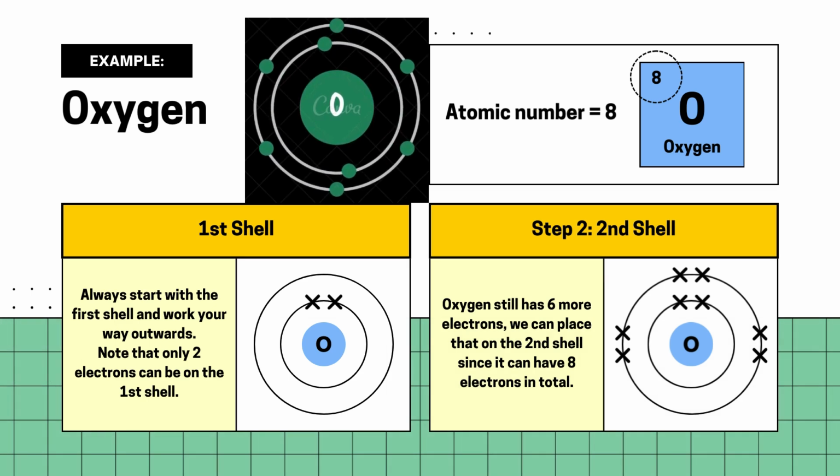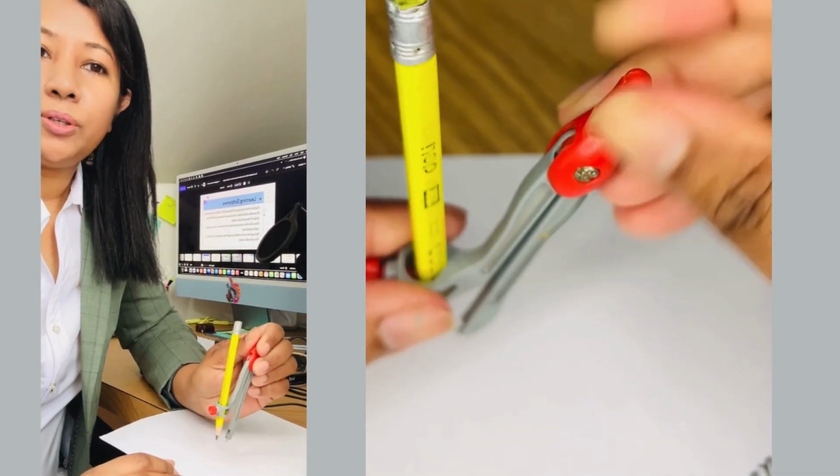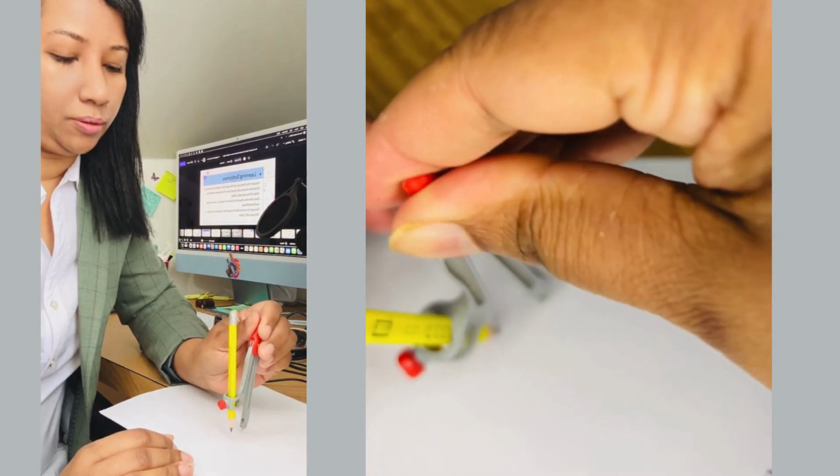So if you see here, this is oxygen. Its atomic number is 8. Always start with the first shell and work your way outwards. Note that only 2 electrons can be in the first shell. What's the second step? That is the second shell. Oxygen still has 6 more electrons. We can place them on the second shell since it can hold 8 electrons in total. All right, now I'm going to draw the electronic structure of oxygen.